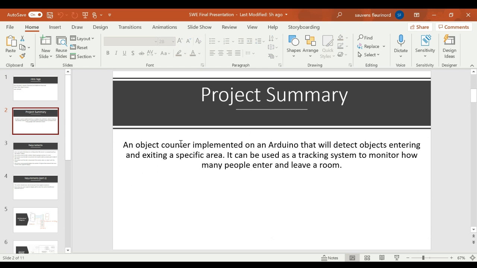So the object counter is implemented on an Arduino, and its purpose is to detect different signals. We have two sensors: one sensor reads signals of objects going into a place, and the other sensor reads signals going outside of the place. I'm going to use this project as a tracking system to monitor how many people go in and out of my house. That's actually why I decided to work on this project.